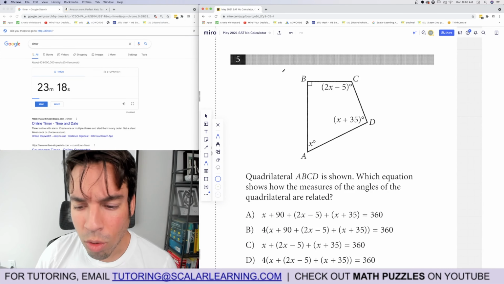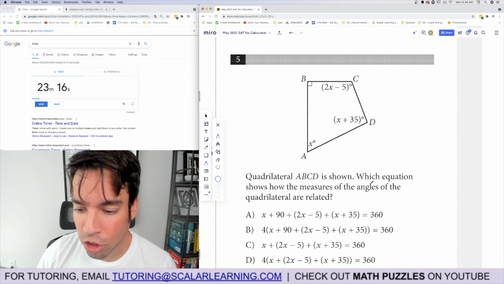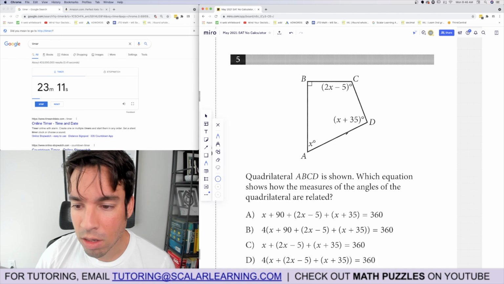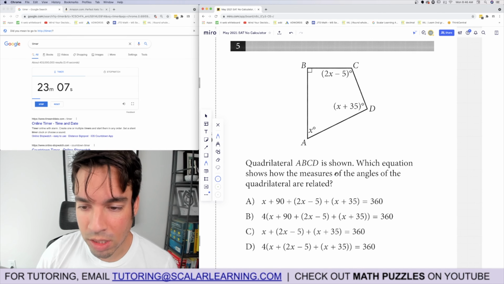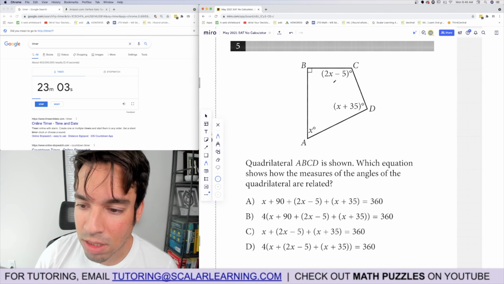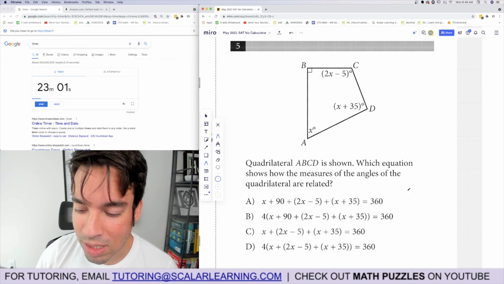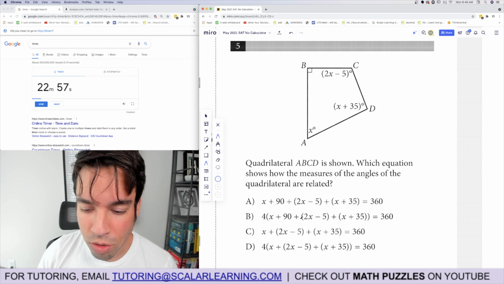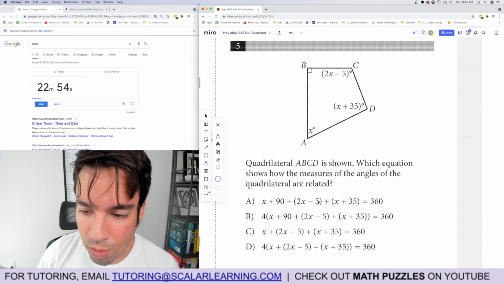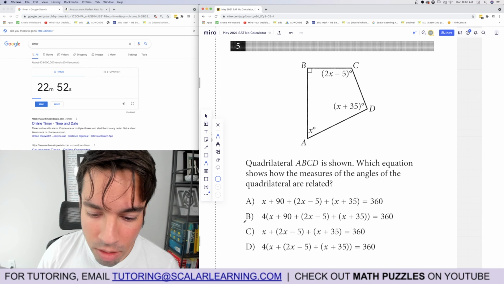5. Quadrilateral ABCD is shown. Which equation shows how the measures of the angles of the quadrilateral are related? All right. Okay. So every quadrilateral adds up to 360 for all 4 angles. So what I need is x, that one is 90, plus this guy equals 360. So I think I said that right. 360 degrees, all the angles in a quadrilateral. This one looks correct. Hold on, let me just make sure.